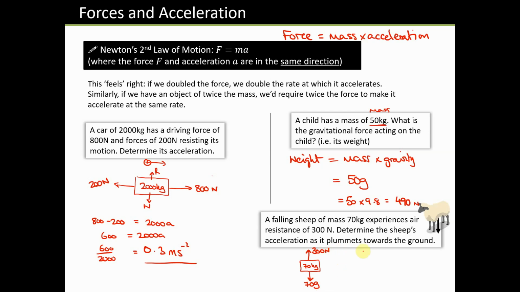So again, we're trying to find the acceleration. We're going to be using F equals ma. Well, the direction we're moving is downwards. So to find its resultant force, we do the direction we're moving, subtract the resistance. So 70g subtract 300 equals the mass, which is 70, times by the acceleration, which we are just going to call a because we don't know it yet.